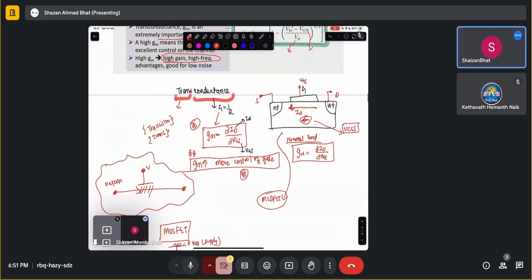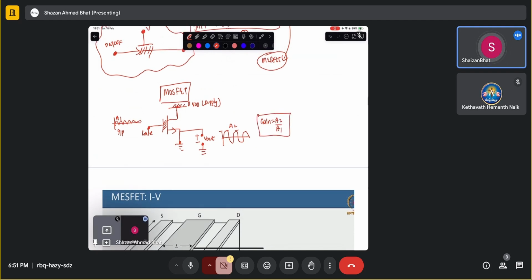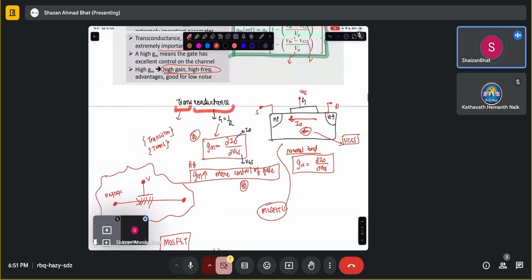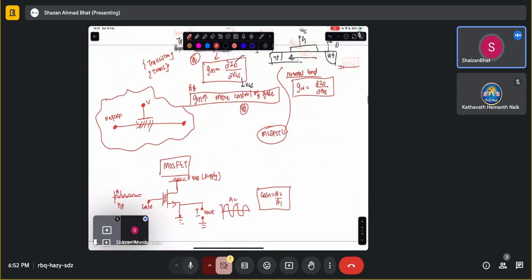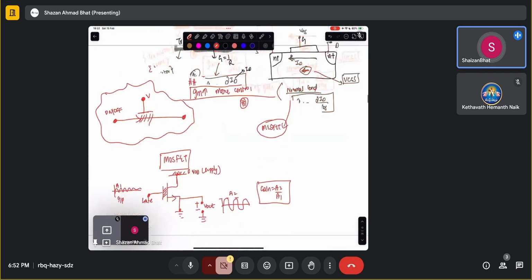In order to get the high gain, let's say the amplitude of the signal is A1 and you get V output as something like this, which is A2. Then gain is basically A2 over A1 in simpler terms. And how high this gain is, whether it's lower or higher, depends upon this transconductance parameter. It also controls the noise figure of this particular transistor. That's what we are going to see in the upcoming slides. So this was about the transconductance.